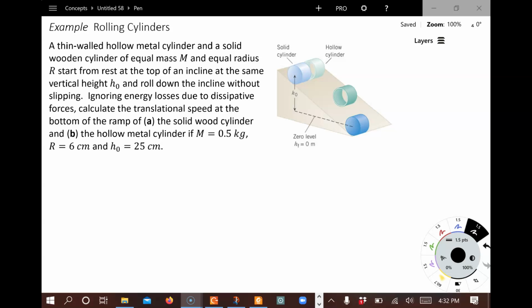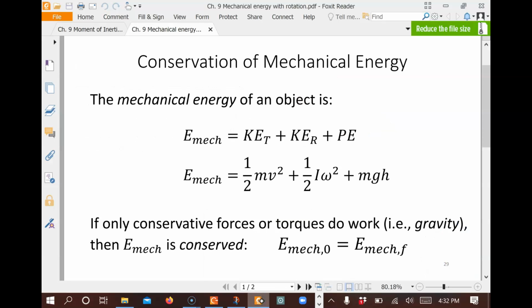We're going to use energy, and the conservation of mechanical energy, just like we did before. The total mechanical energy is the sum of the kinetic plus the potential. In this case, we've got two types of kinetic. We've got the translational kind, 1/2 mv squared, but we've also got rotational kinetic energy, which is 1/2 I omega squared. And of course, we've also got the gravitational potential energy.